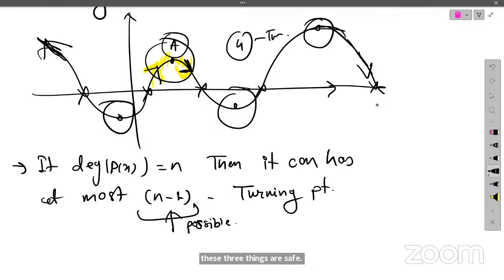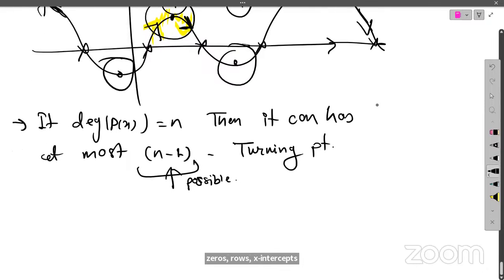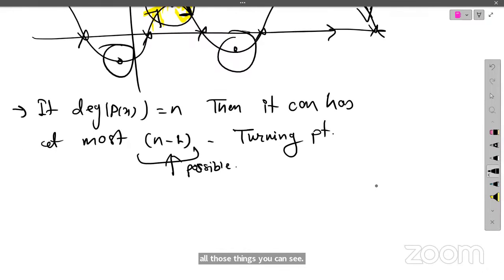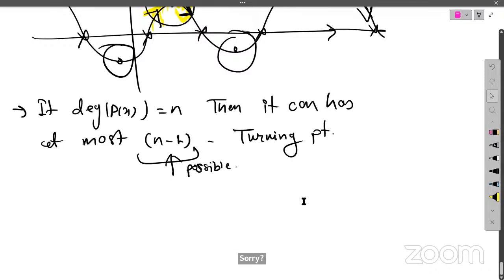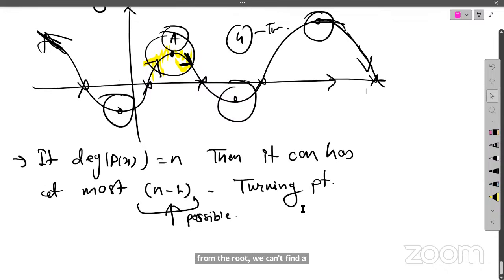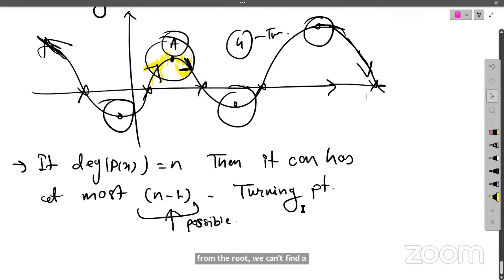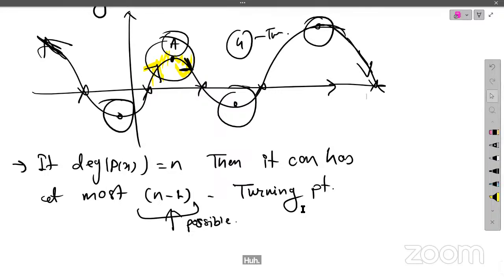Zeros, roots, x-intercepts, all those things you can say. From the root, we cannot find the turning point, right? We cannot find the turning point from the roots. Okay, right. Multiplicity? Can you find multiplicity?